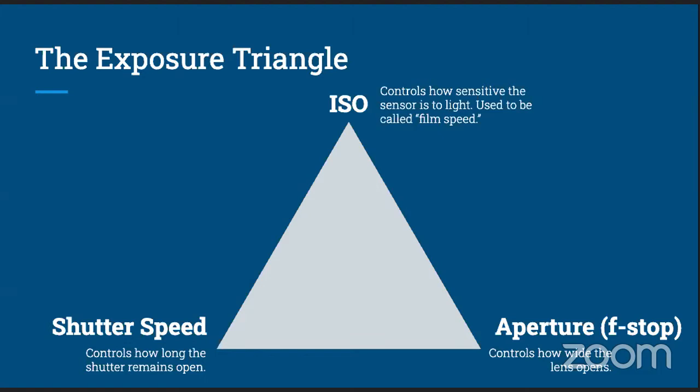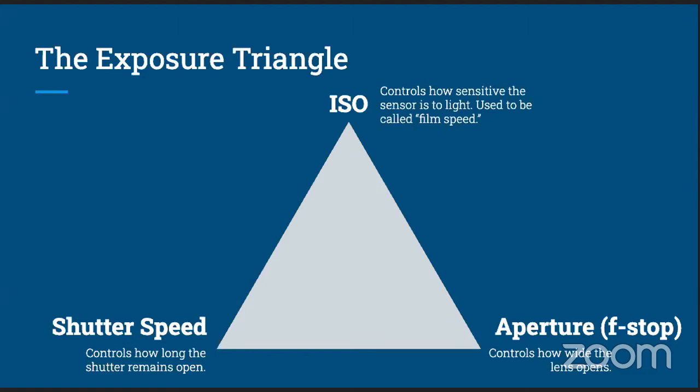So aperture is also called f-stop, and it controls how wide your lens opening is. The confusing thing about aperture is that the higher number you have means the smaller the opening. The smaller the number that you have, the larger the opening. So it sort of works in reverse of what you would regularly think.